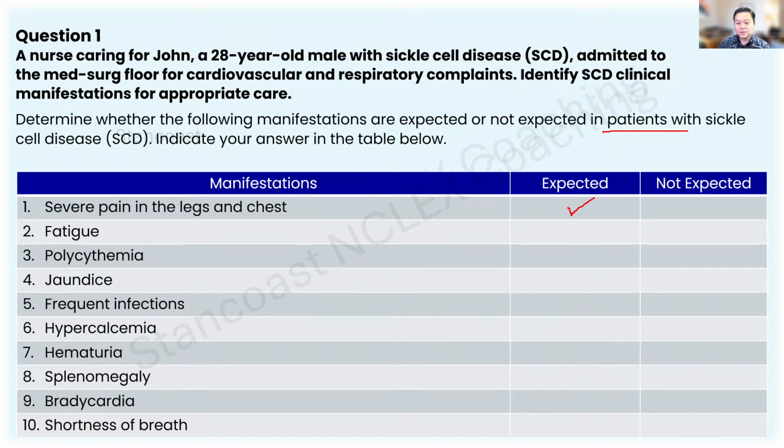What about the fatigue? Well, what can you associate with the fatigue? Well, the person will end up with chronic hemolytic anemia. With that chronic anemia, because of the breakdown of the sickle cells, this can reduce the lifespan of the red blood cells, right? And it will reduce the oxygen delivery to the body tissues. So they're going to end up with exhaustion and fatigue. That will be expected. What about polycythemia?